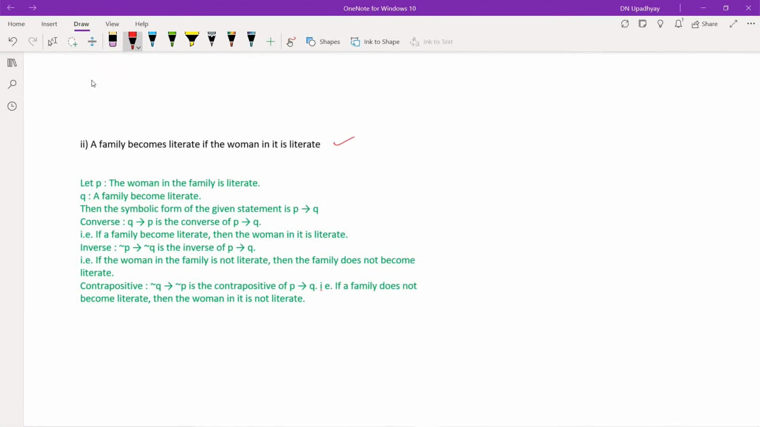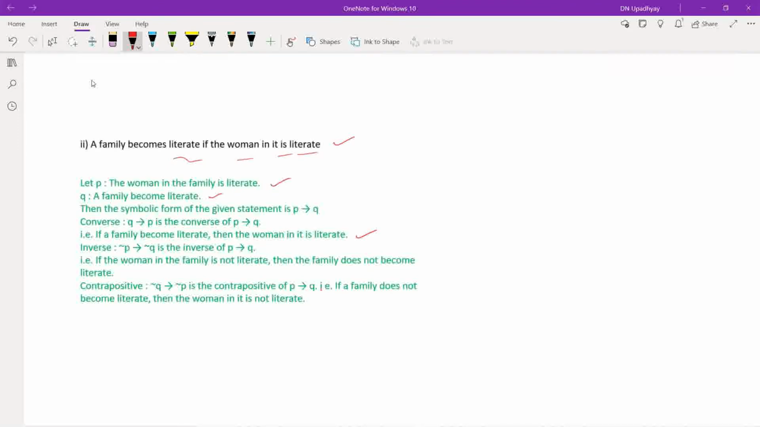A family becomes literate if women in it is literate. Actually, here they have given a message also, and it is right. If the women in a family are literate, educated, then the family is actually educated, otherwise not. So it is very true. Now coming to the point, converse, inverse and contrapositive. So let P be such that the woman in the family is literate, and Q such that a family becomes literate. So converse will be Q to P. So what will be the Q to P? This will be the statement: if a family becomes literate, then a woman in it is literate, right?